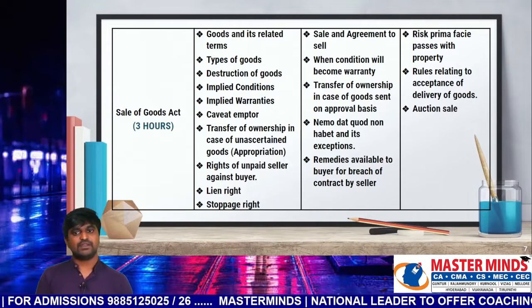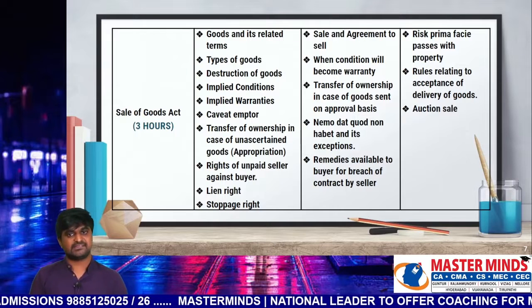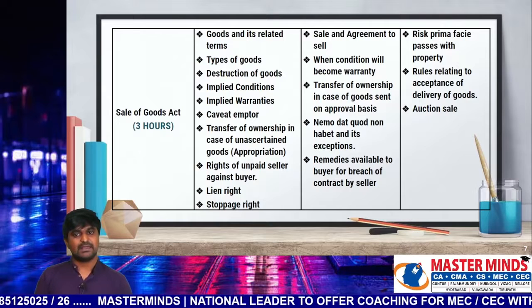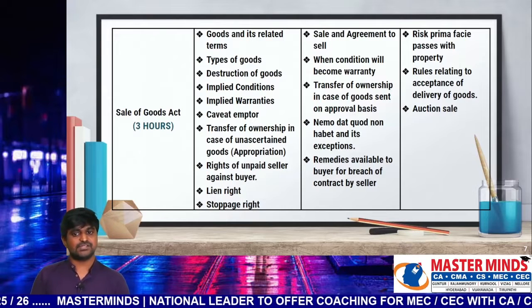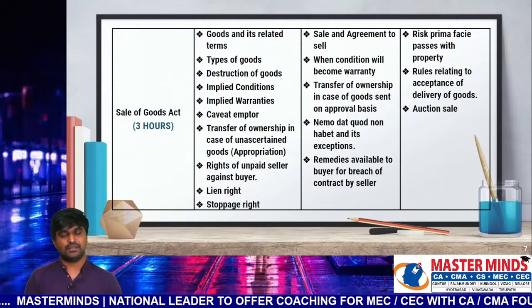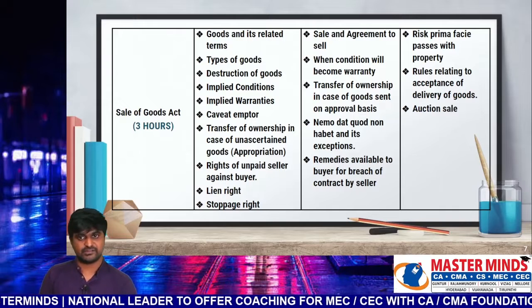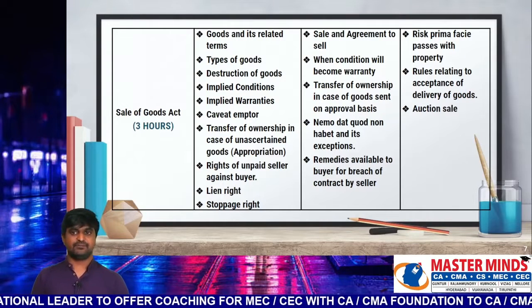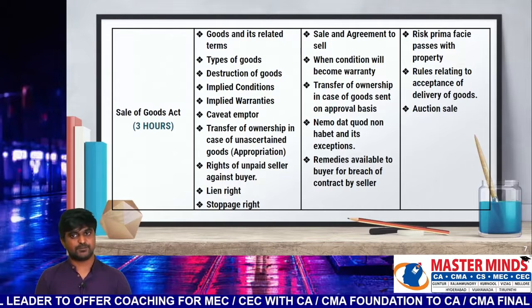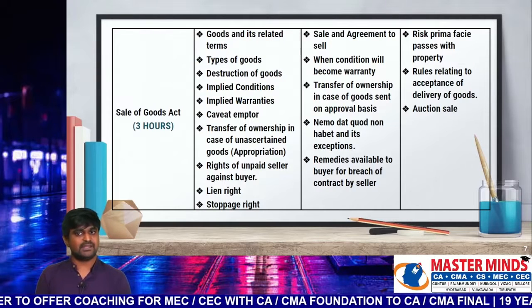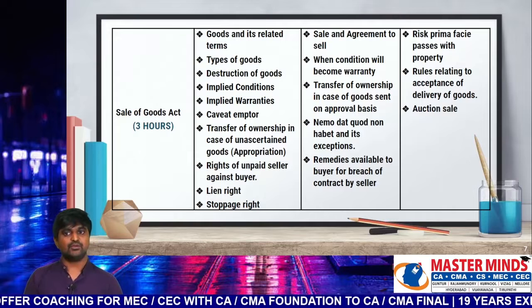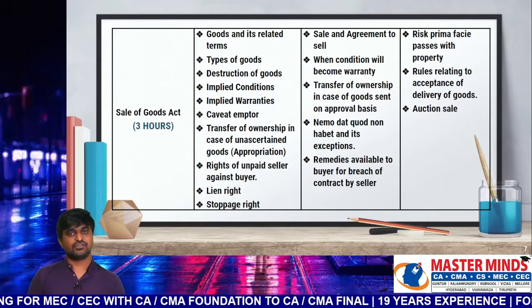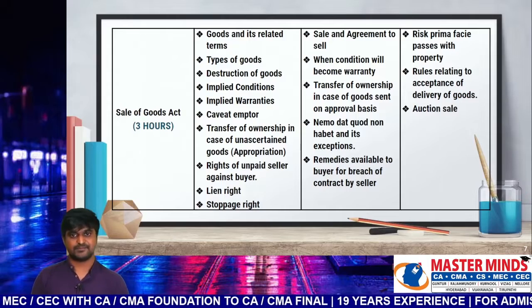And next one, nemo dat quod non habet and its exceptions, that is sale by non-owner concept. Next one, remedies available to buyer for breach of contract committed by the seller. So these are the second priority concepts. Next one, third priority concepts. Risk prima facie passes with property. So we need to bring exceptions also, and rules relating to acceptance of delivery of goods and auction sale. So these are the third priority concepts.